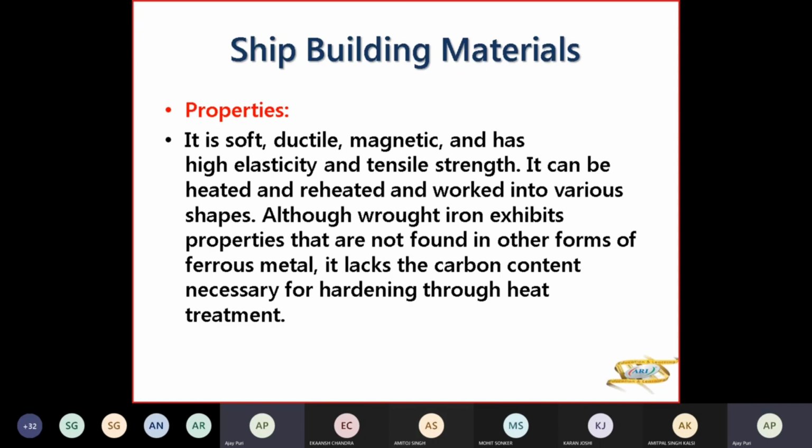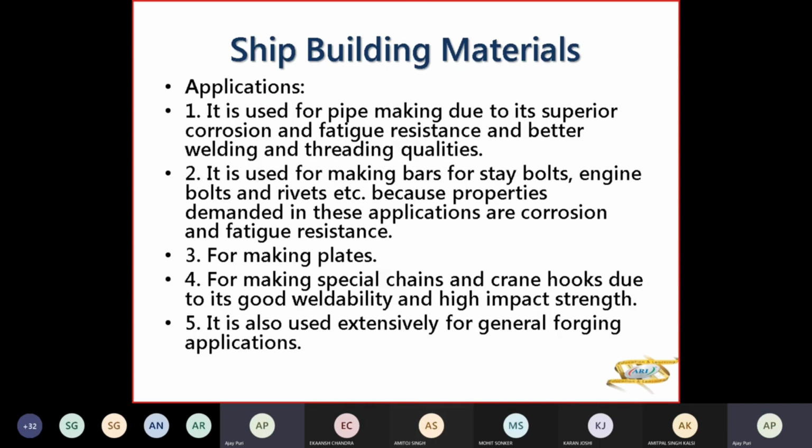Although wrought iron exhibits properties that are not found in other forms of ferrous metal, it lacks the carbon content necessary for hardening through heat treatment. The applications of wrought iron are pipe making, due to superior corrosion and fatigue resistance, better welding and threading qualities. It is also used for making bars for stay bolts, engine bolts, rivets, because of corrosion and fatigue resistance. It can be used for making plates, and for special chains and crane hooks because it has high impact strength and good weldability. Then it is used for forging applications, that is, for nuts and bolts.